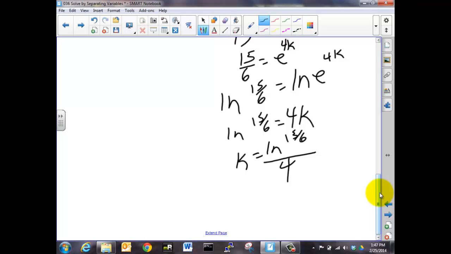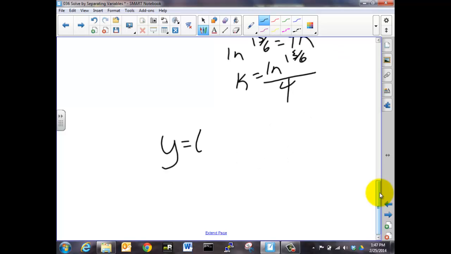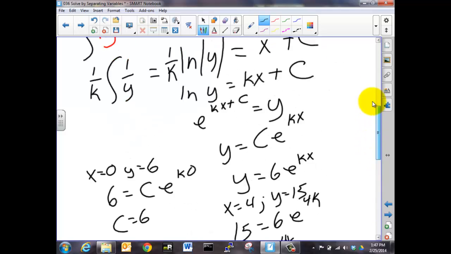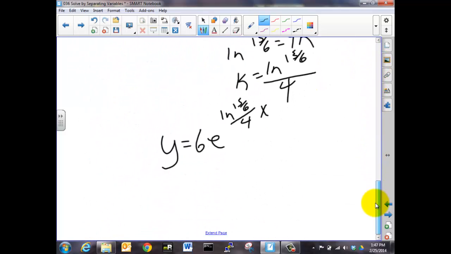So now what have we changed our equation to? We said y equals 6e to the ln of 15 sixths divided by 4 times x. All we've done so far is figured out what the equation is. So now, what's the real question at the end there? It says, what is the value of y when x equals 8? Now we're going to plug in 8 for x and go from there. So we get y equals 6e to the ln of 15 sixths divided by 4 times 8.